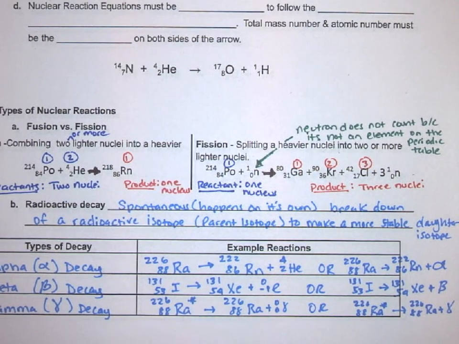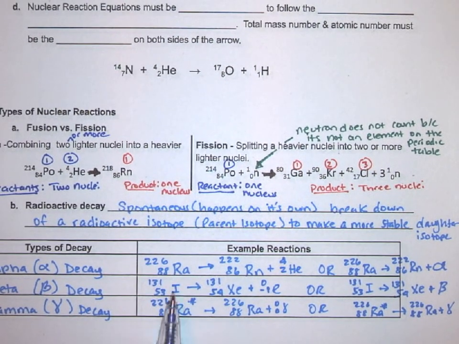So how would I read these reactions? For the alpha reaction, I would read it as radium-226 breaks down to form radon-222 and an alpha particle, or a helium-4 nucleus. For the beta decay, I read this as iodine-131 breaks down to form xenon-131 and a beta particle, which again is our high energy electron. And for the last one, for the gamma, I have radium-226 breaking down to form radium-226 and a gamma particle.